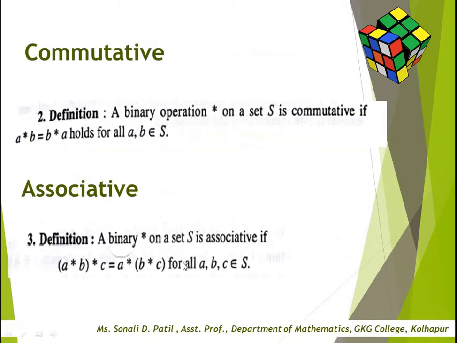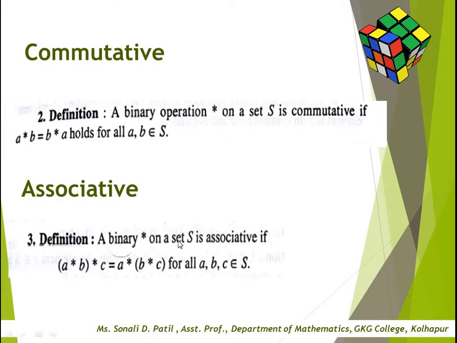So subtraction and division are not binary operations on natural numbers. Okay. Now there are some properties of binary operations. The first property is commutative. A binary operation star on a set S is commutative if a star b is equal to b star a holds for all a, b belonging to S. It means that if we switch the order of a and b, we still get the same result.